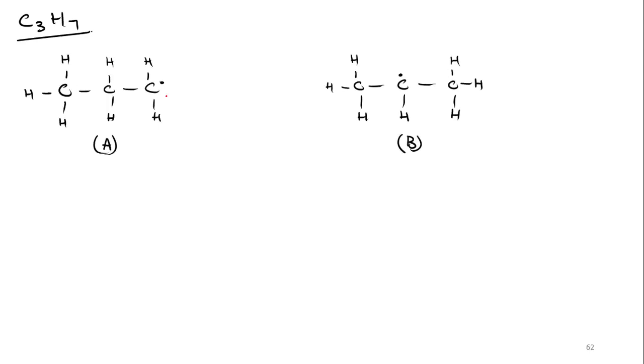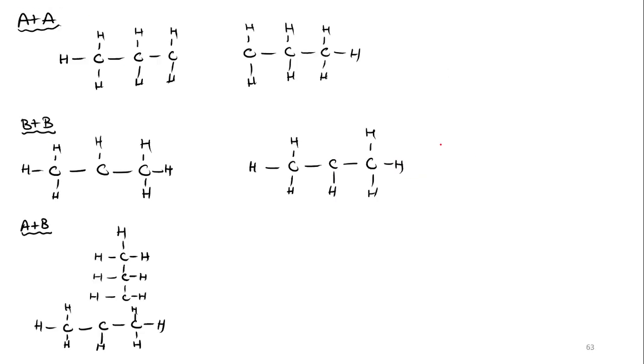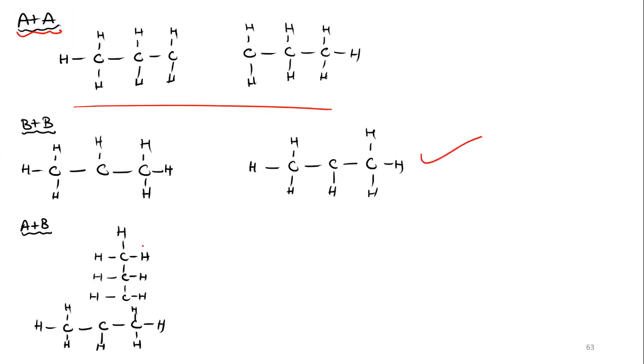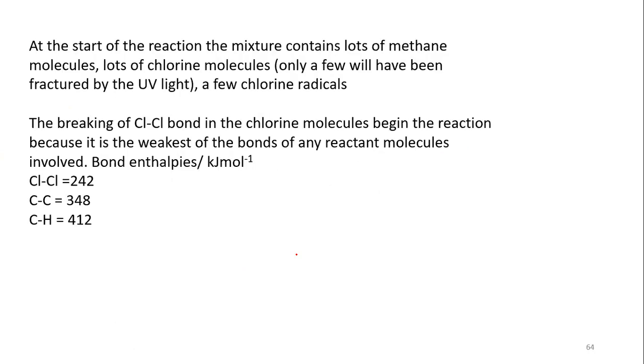Okay. So basically this thing. Moving on, we talk about the compound C3H7. There's this option and this option. When you combine A and A, you get this. When you combine B and B, you get this. When you combine A plus B, you get this molecule.